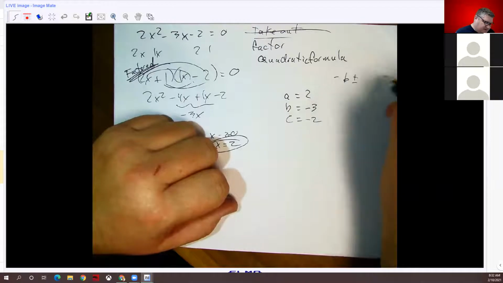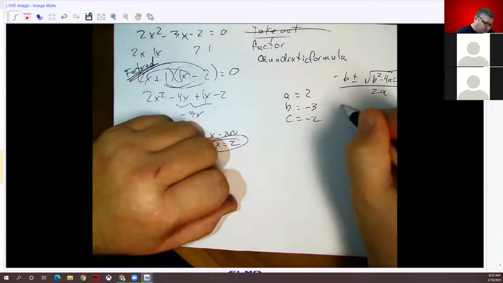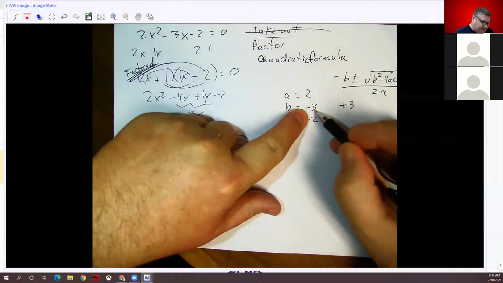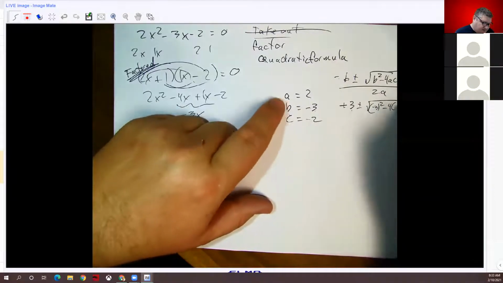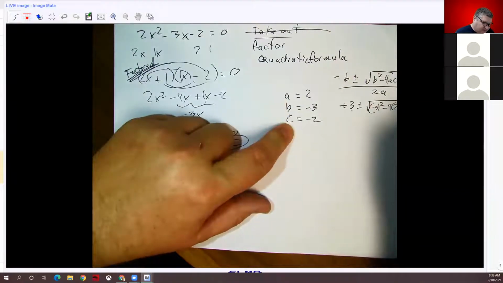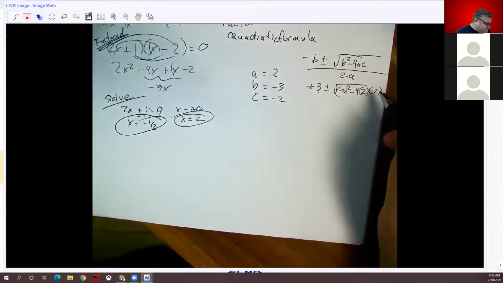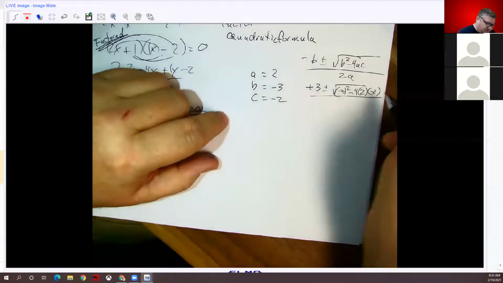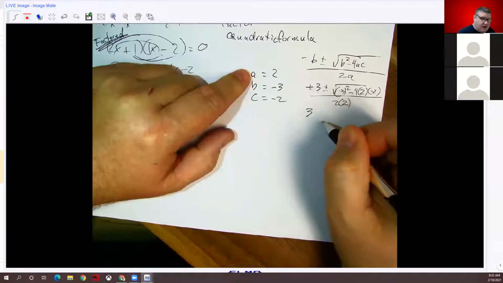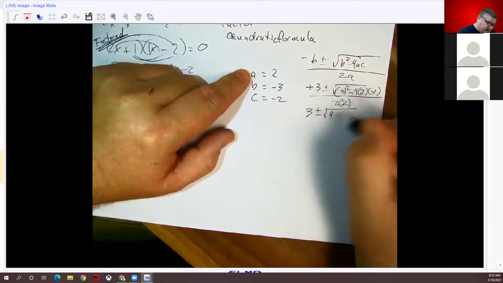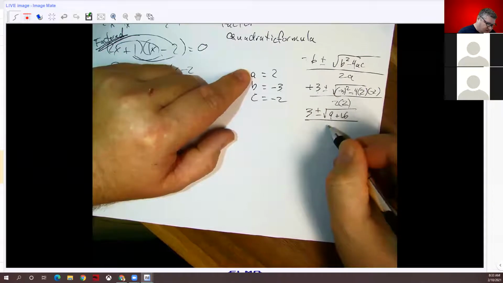Opposite of b, plus or minus the square root of b squared minus 4ac, all over 2a. Do I have to memorize it? Yes, of course. So the opposite of negative 3 is positive 3, plus or minus the square root of negative 3, the quantity squared, minus 4 times 2 times negative 2. And this is where those negatives make all the difference in the world. Because two negatives do what, folks? What do two negatives make? A positive. Very good. So I got 9, and this would be 8, 16. So plus 16 all over 4.